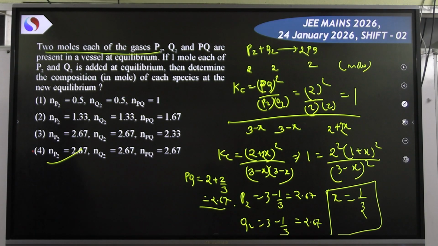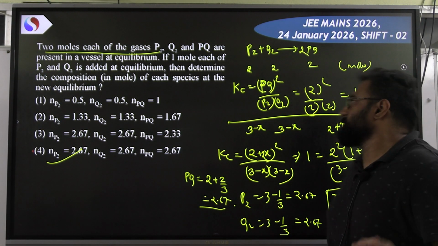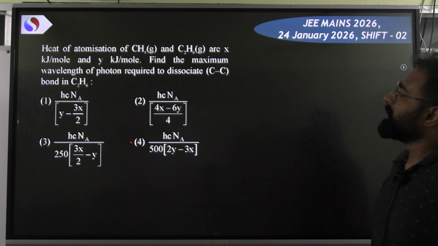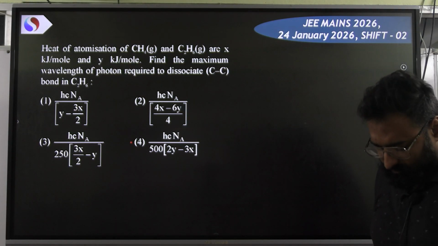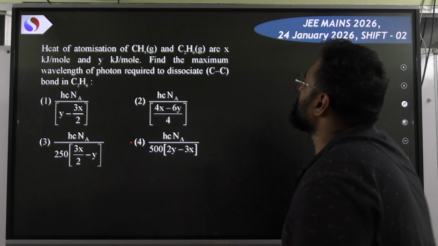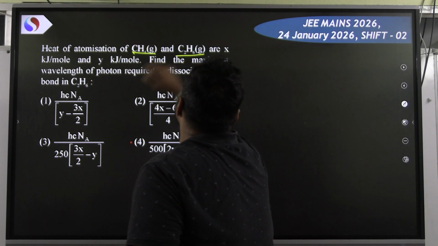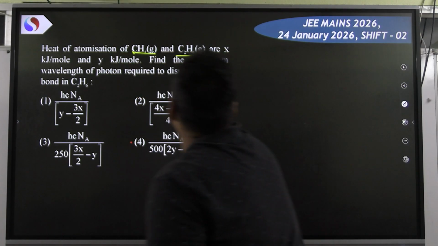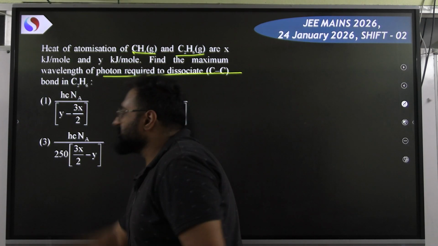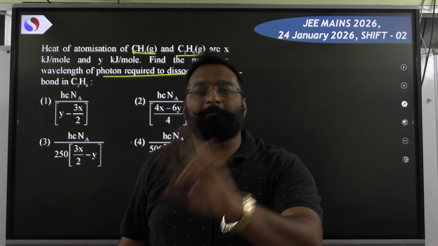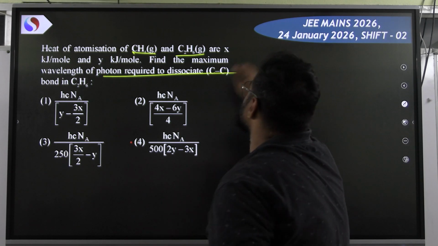Simple question. Okay, bit calculation is lengthy. I feel that whatever questions we have discussed till now, the physical questions are a bit on the lengthier side. Now next question. The heat of atomization of CH4 and C2H6 are x and y kilojoule per mole. Find the maximum wavelength of photon required to dissociate bond energy. Meaning bond energy is combined with atomic structure, Rydberg equation. So we have to use this logic.